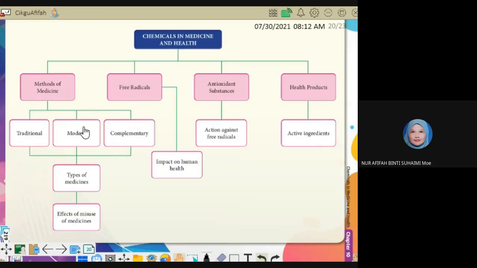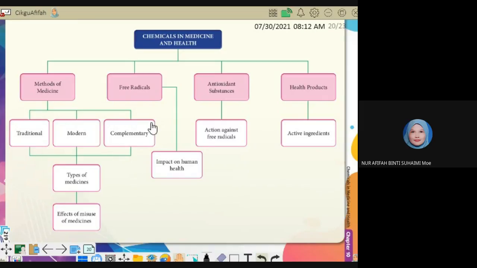Modern method includes surgery, radiotherapy, stitches, laser, that is modern. Complementary considers the view of traditional and modern.